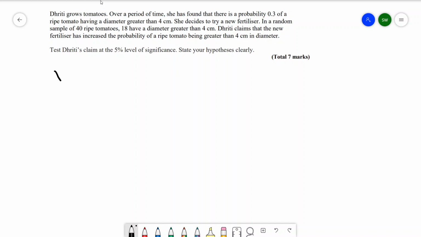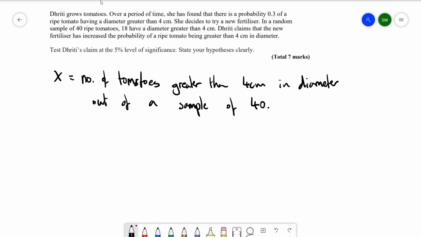So the first thing that we're going to do in this hypothesis test is define the random variable. So our test statistic, the data that we get, is the number of tomatoes that are greater than 4 centimetres out of a sample of 40. So we know that this random variable X is a binomial random variable, and the number of trials is 40, and we're counting how many have a diameter greater than 4 centimetres. So the probability is, let's call it P. So P is the probability of a random tomato having a diameter greater than 4 centimetres.